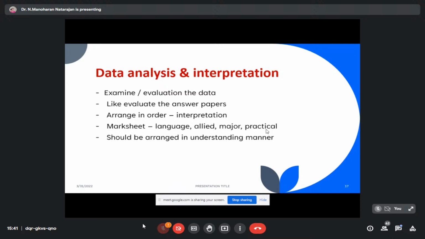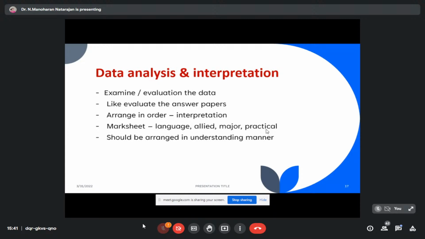So data analysis is nothing but examining or evaluating the data. It's like evaluating the answer paper. We have to get the data and arrange the data. While arranging, only then can we find the missing data. If any missing data is there, we can remove it or go ahead with it. We have to decide. That is the interpretation.